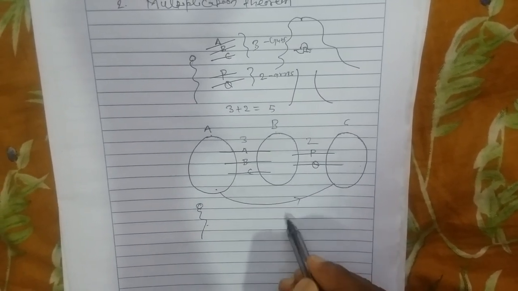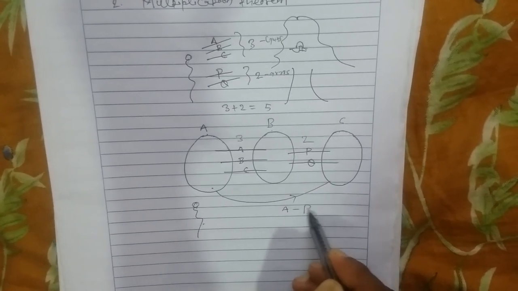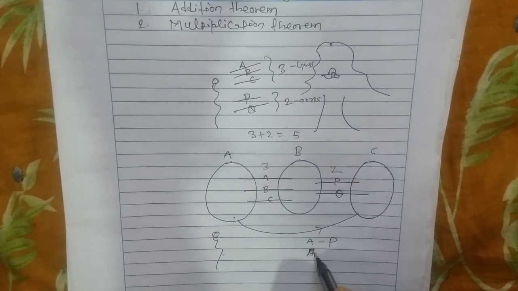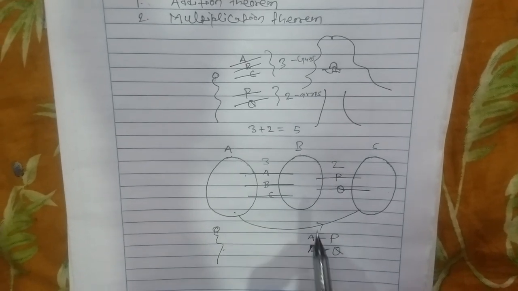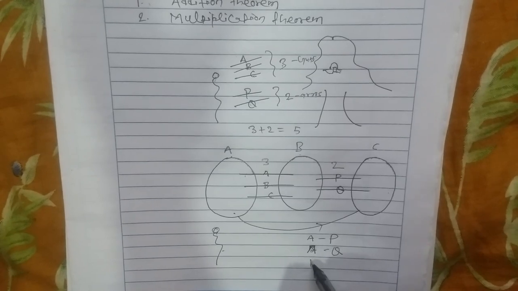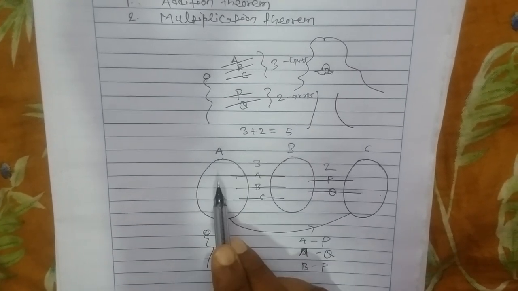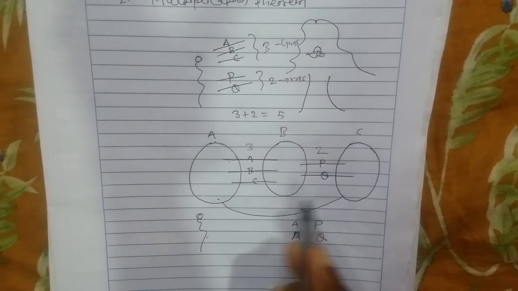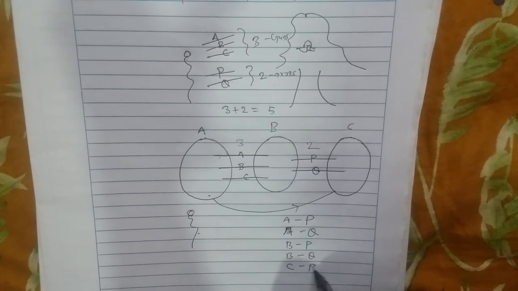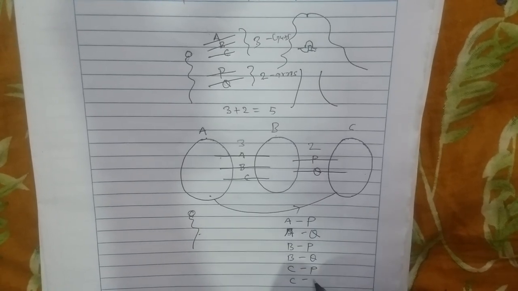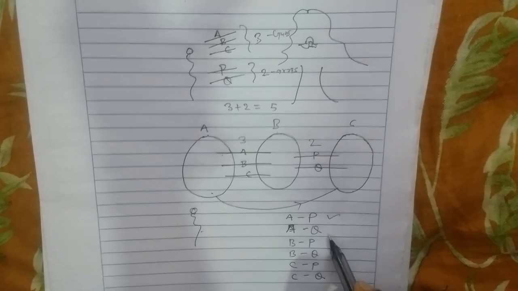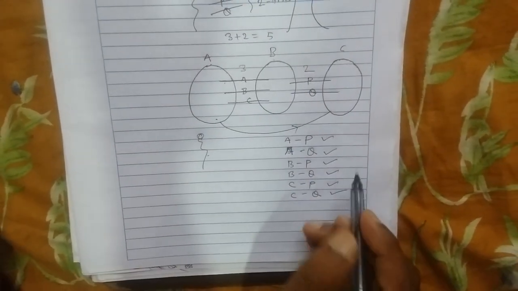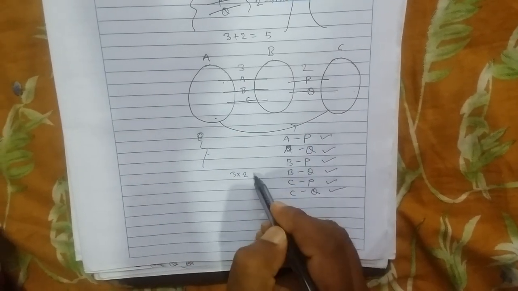You can go from A to B by road A, and from B to C by road P, and complete your mission. You can go from A to B by the same road A, and B to C by road Q. Again, you completed the mission. In a similar manner, you can go from A to B by road B, and from B to C by road P. By road B from A to B, and by road Q from B to C. Similarly, by road C from A to B and by road P from B to C. By road C from A to B and again by road Q from B to C. So you can complete the mission by 1, 2, 3, 4, 5 and 6 ways. Here the work can be done by 6 ways. 6 means 3 into 2. 3 into 2 equal to 6 ways.